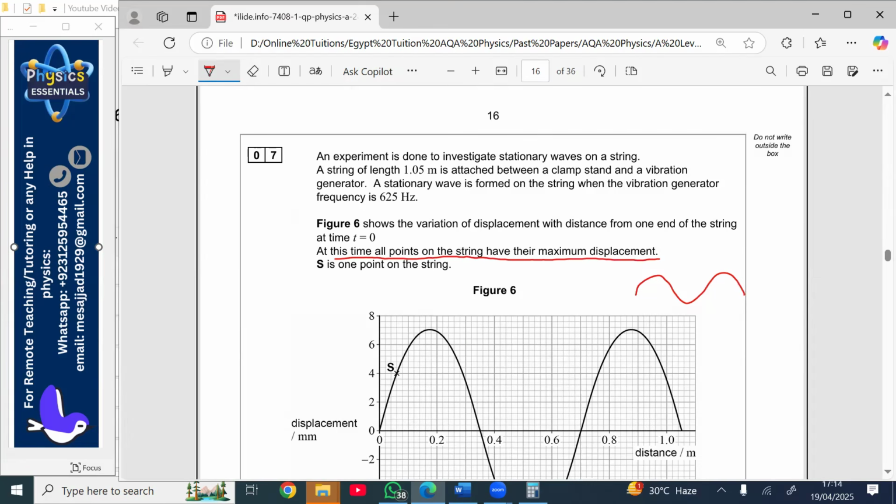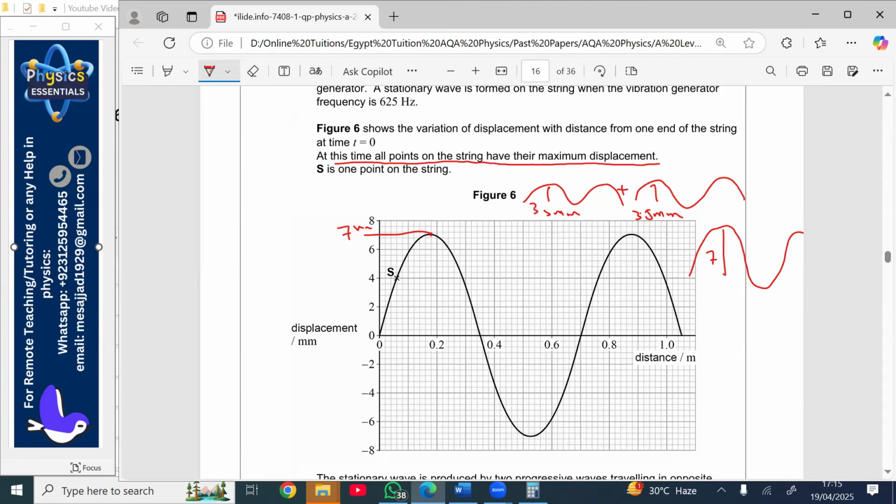You have these two waves traveling in opposite directions, and when they combine you get a bigger wave like this. It has an amplitude of, I believe, 7 mm, so it means finally it is 7, so the one individual wave has an amplitude of 3.5 mm.